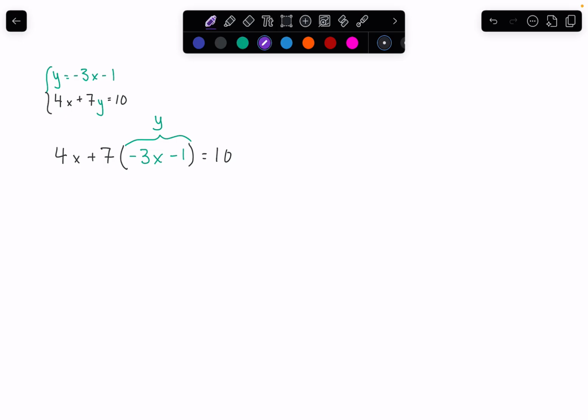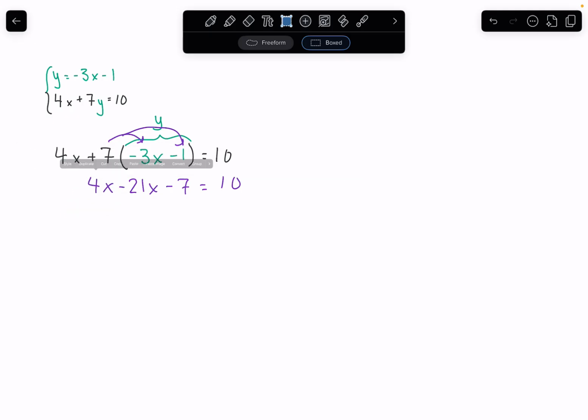So we're going to say 7 times negative 3x is going to be a negative 21x. 7 times negative 1 is just negative 7. And then we just bring down all of our other leftovers from the previous equation, the 4x and the 10. And just like that, we have the parentheses gone and a nice simple equation to solve. I say simple, you might disagree with me, that's your option.